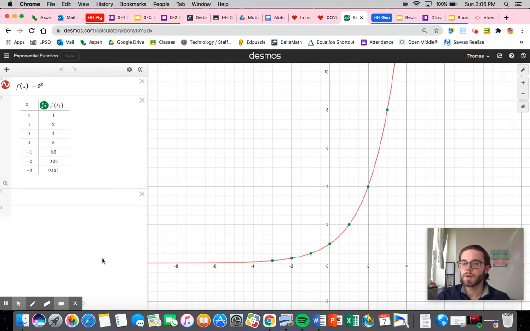So what you see graphed on the screen right now is the graph of the function f of x equals 2 to the x. So this is the parent function for exponential functions. Most other parent functions are something like y equals x or absolute value of x.